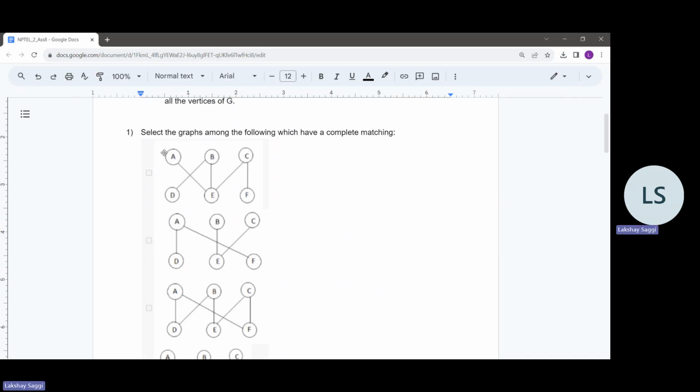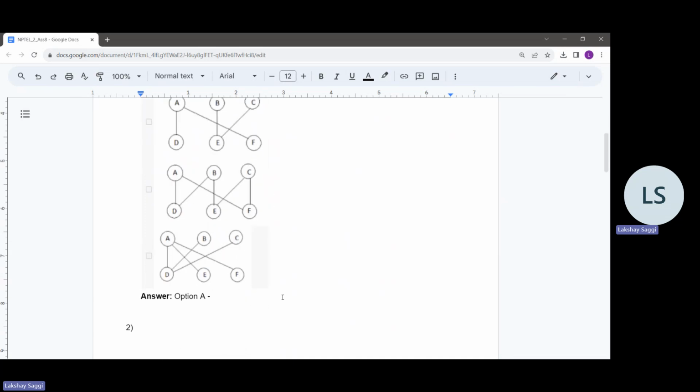In option A, it's easy to see that there exists a complete matching. Consider the edge from C to F, this C, F edge, this B to D edge, and this A to E edge. Note that the three edges I'm saying are this AE edge, this BD edge, and this CF edge. It's easy to see that no two edges here share an endpoint, and all the vertices A, B, C, D, E, F are covered by these three edges. So this graph contains a complete matching. And what's the complete matching? A, E, B, D, and C, F.